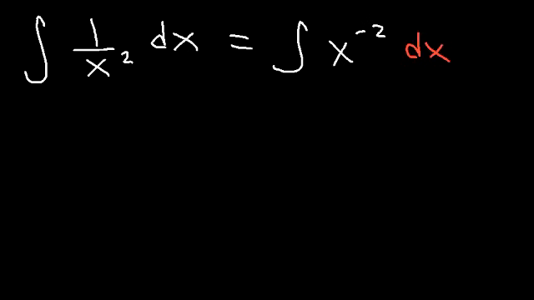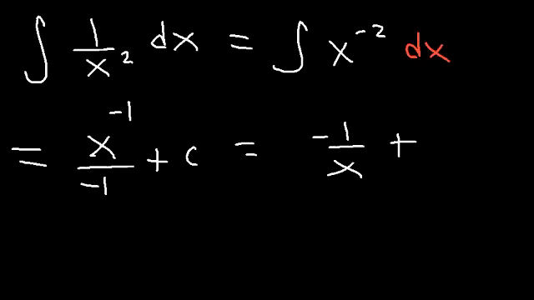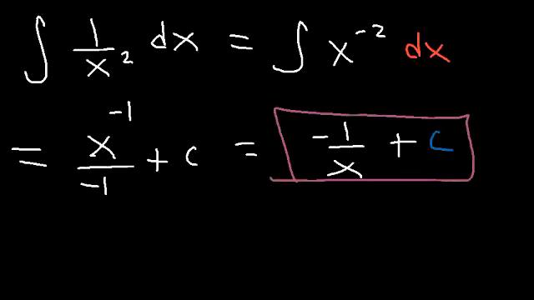And now you can use the power rule. Negative 2 plus 1 is negative 1, and then divide by negative 1. And then rewrite it. This is the same as negative 1 over x plus c. So this is the answer. Let's try a few more examples.